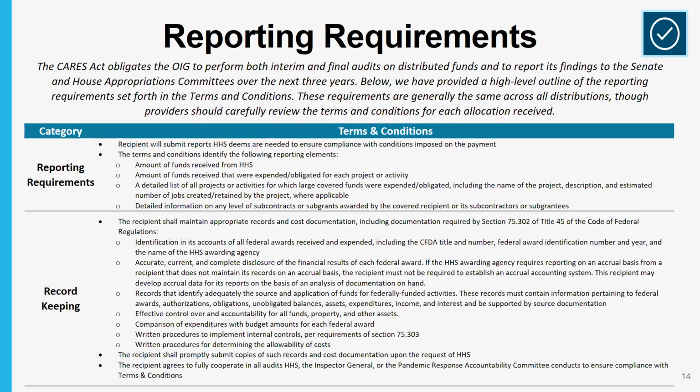And what these requirements really make clear is that providers are going to be responsible for not only tracking the money they receive, but tracking the uses to a very granular level, and really being able to provide complete transparency on where the money was deposited, how it was used, including whether any of those funds went to subcontractors or subgrants, ensuring that there were proper internal controls and that the money was not misappropriated.